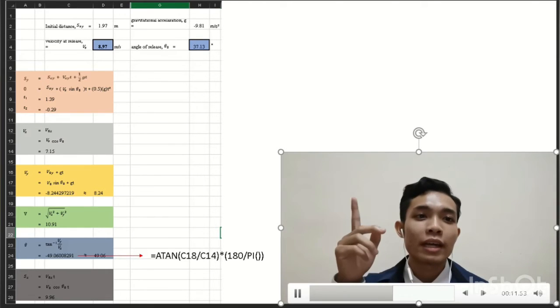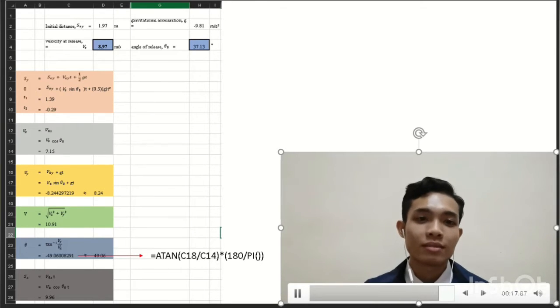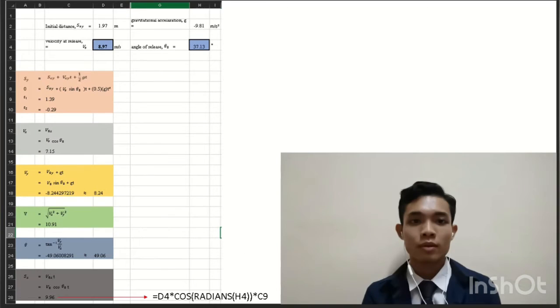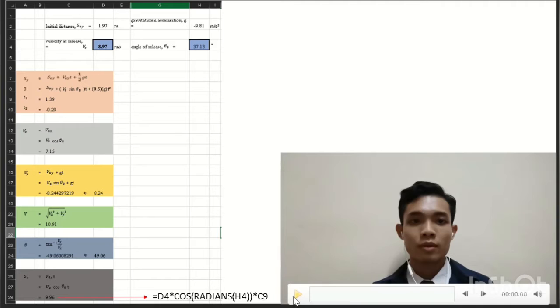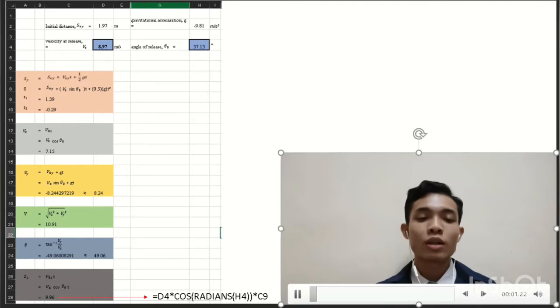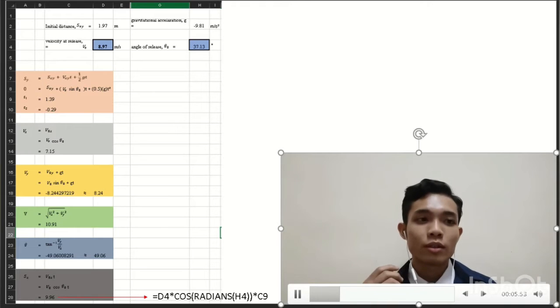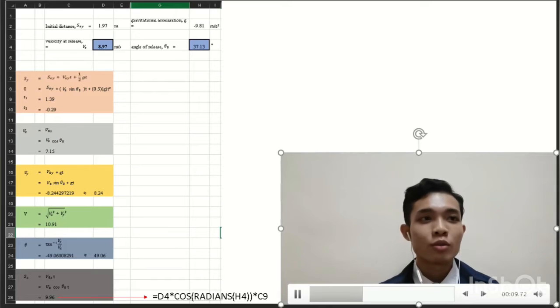Okay, for the last part, we need to find the distance at x. So we use the equation ut. At d4, we put the formula d4. So d4 needs to be translated first into x. So we get d4 cos radians h4 for the angle and multiplied by c9 for the time. So that's all. Thank you.